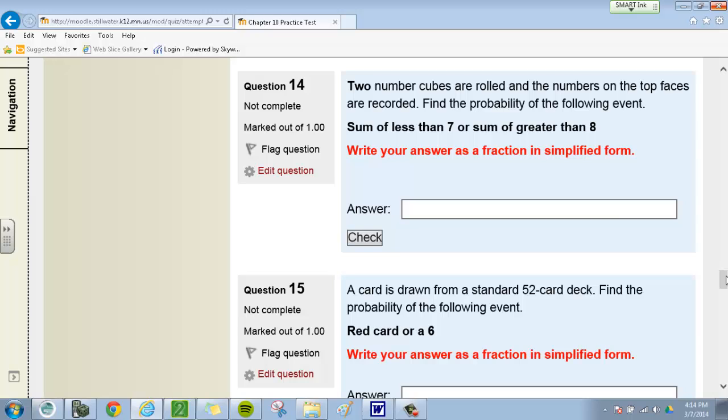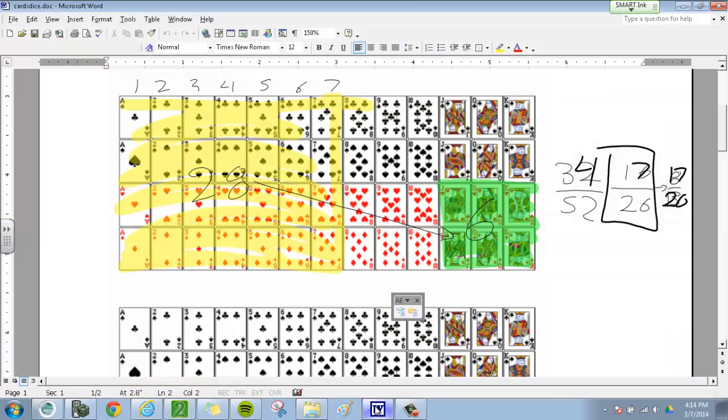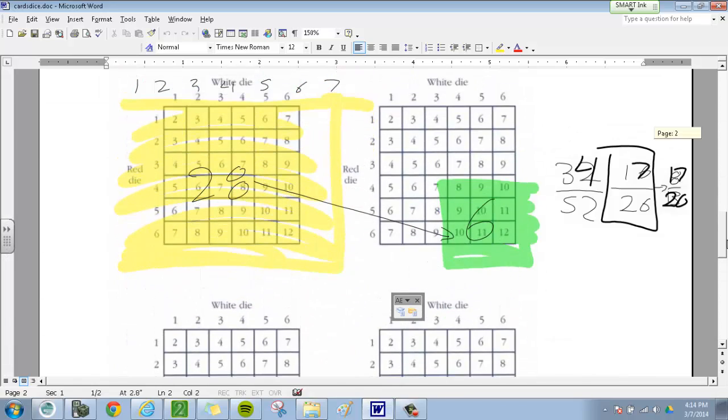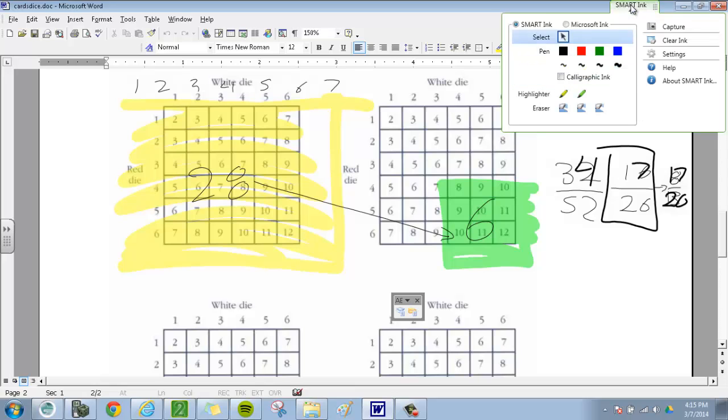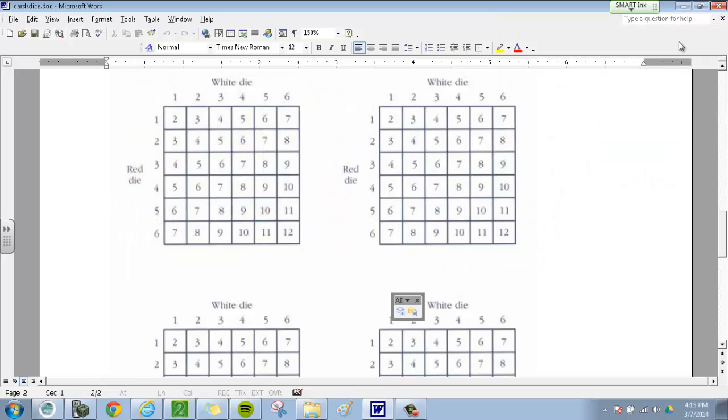So let's go to my number cubes. We're looking for a sum less than 7 and a sum greater than 8. Go to the second page. I've got number cubes on the back here. We'll just clear this ink out. So this thing represents number cubes right here. A number cube has 6 sides, and when you roll 2 cubes, you can just add them together and see what you get. The first thing was a sum less than 7, so we're going to shade everything below 7.